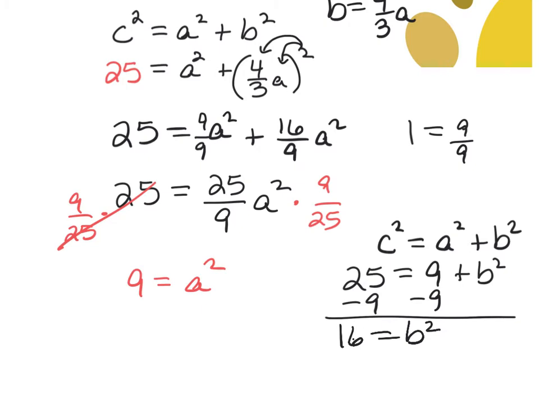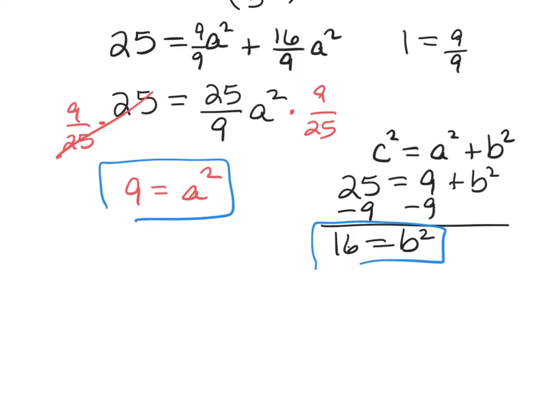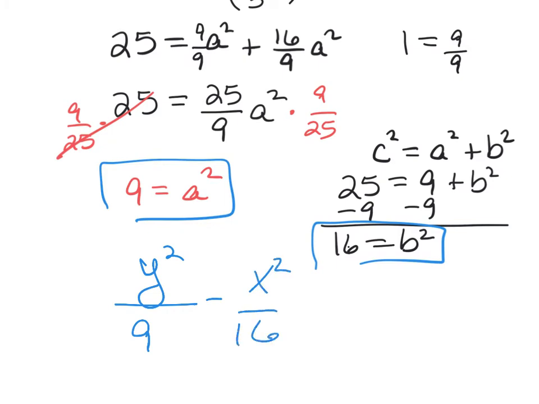So now that I have A squared and B squared, all I have to do is plug it back in. Everybody good? So let's go back. So y squared over 9 minus x squared over 16 equals 1. And you're done. Again, some of these are a little bit more work.